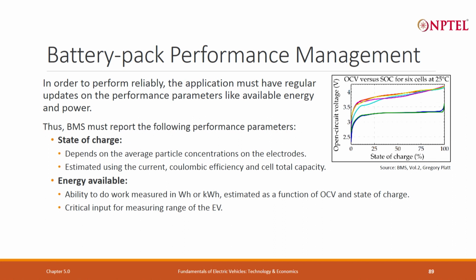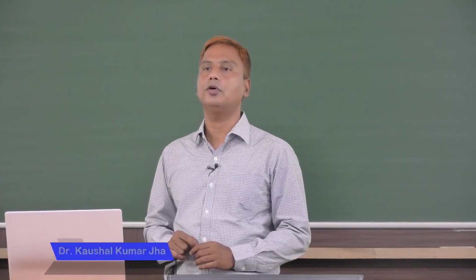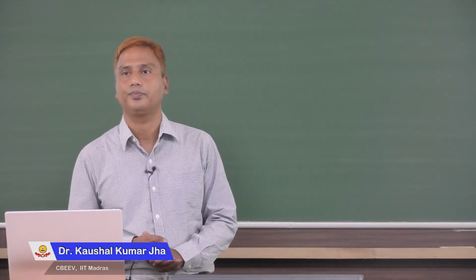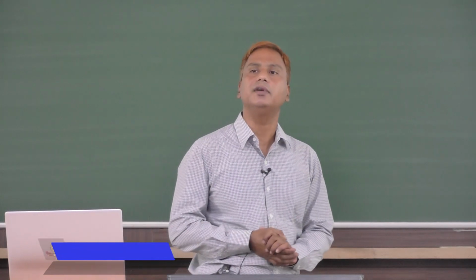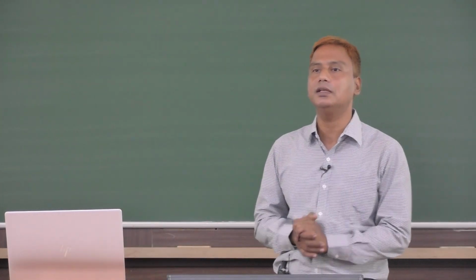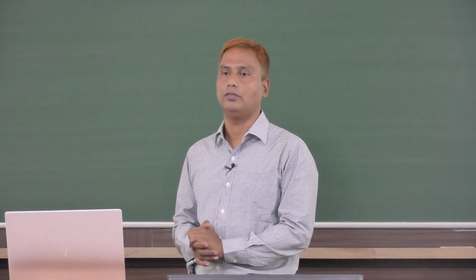Energy available. How much energy is available now? How many more kilometers can my vehicle go? And how does it do that? One of the simplest ways of doing that is as a function of OCV. OCV is the open circuit voltage of a cell, and that gives a very fair idea of how much energy it has now.